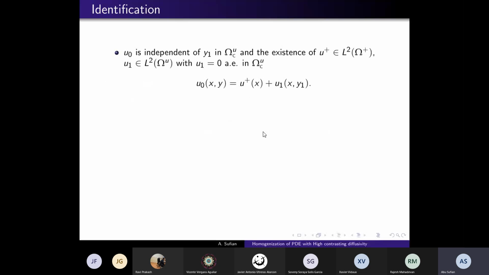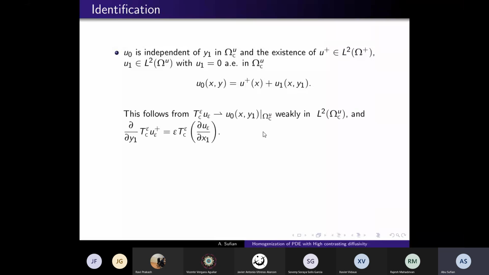So yeah, first we'll find u naught, because we have an H1 bound on u epsilon in the conductive part. We're going to have this representation for u naught: u naught(x, y1) is equal to u plus u1(x, y1), where u1 is supported only on the unfolded domain corresponding to the insulating part. That is, u1 will be 0 on omega cu. So there is some analysis involved. I'm just sketching the proof.